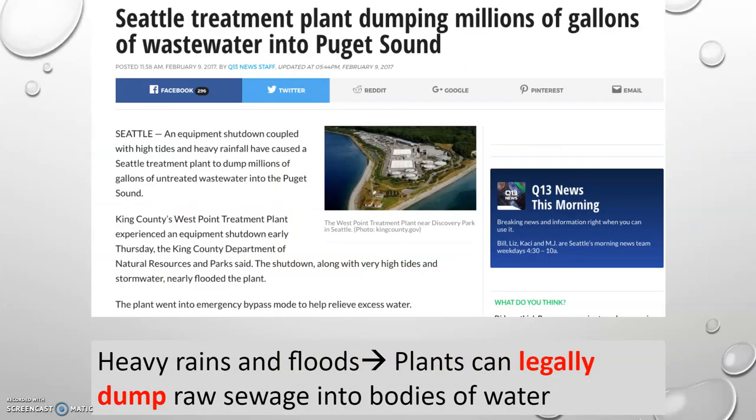Something that's sort of crazy that people can't even believe is that in heavy rains and floods, plants can legally dump raw sewage into bodies of water. If they are going to overflow because of too much water, it's legal for them to dump that raw sewage to prevent the overflow. This happens quite a bit because our population has grown much faster than the infrastructure to deal with sewage.